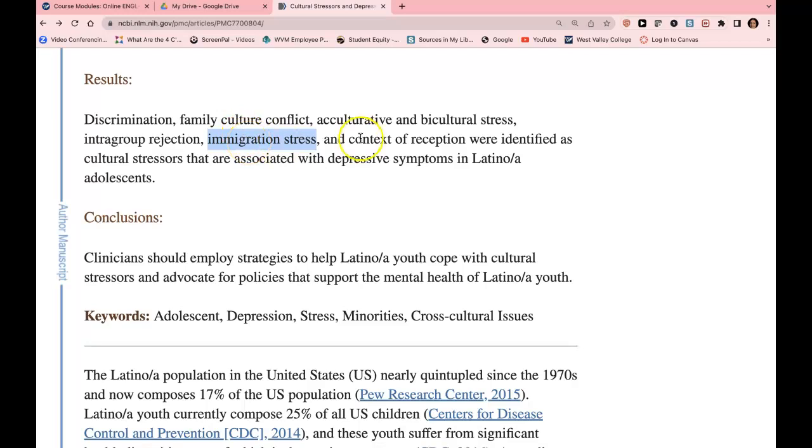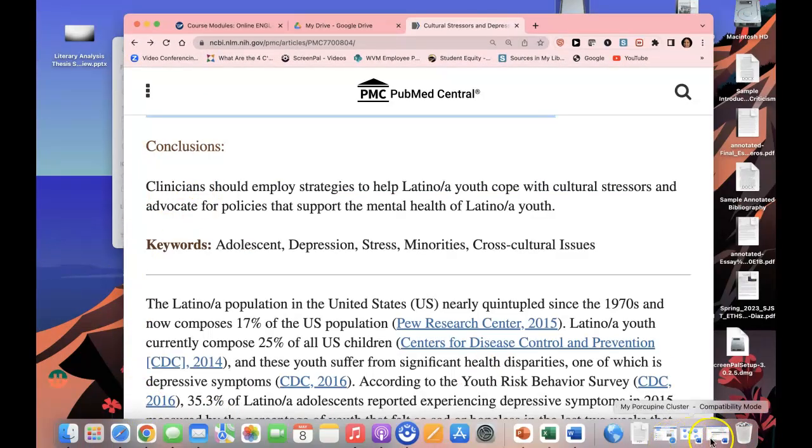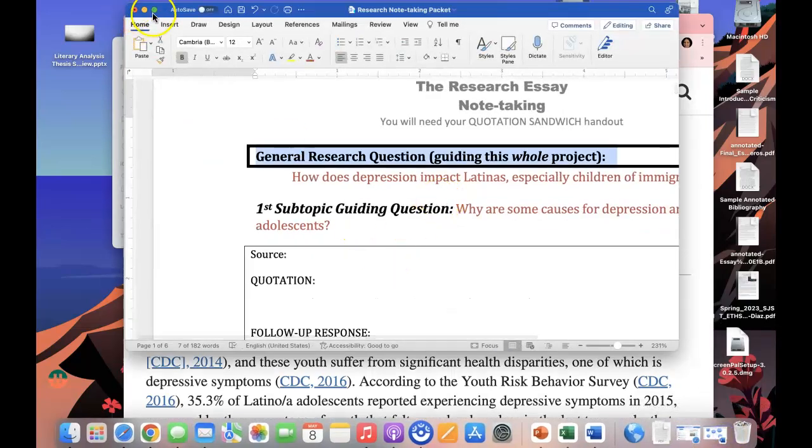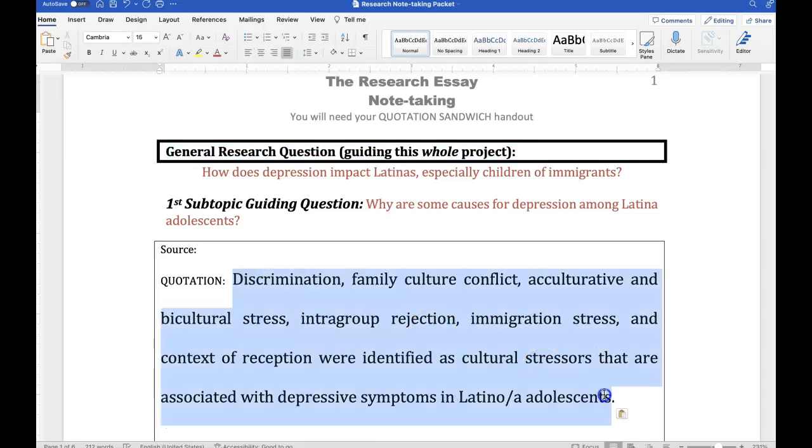Let's see. So context of reception, meaning how she is received. Okay, so I like this quotation. So I'm going to write down that all of these have been associated as cultural stressors that can lead to depressive symptoms. So I would copy that into my notes over here. So I'm going to put the quotation here. Oops, it's very long.